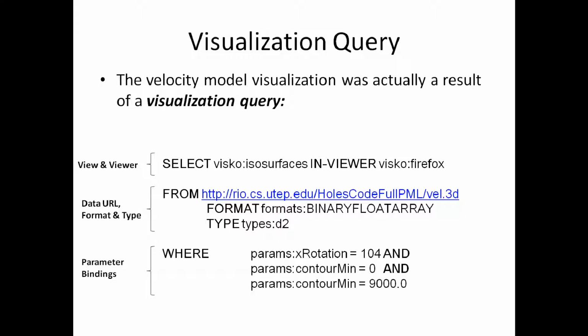Finally, the where clause specifies the parameter bindings. In this case, the query is specifying that the resultant visualization should be rotated 104 degrees about the x-axis, and that the data interval to consider for drawing the isosurfaces is between 0 and 9,000 inclusive.